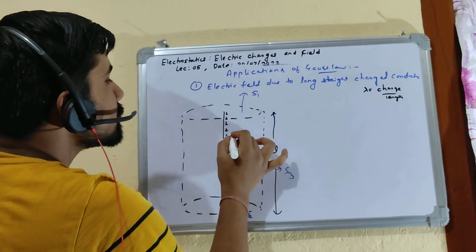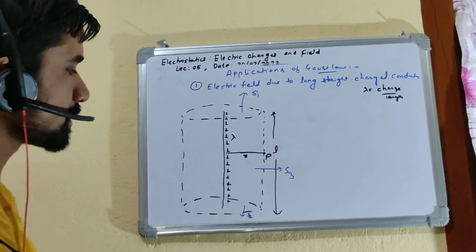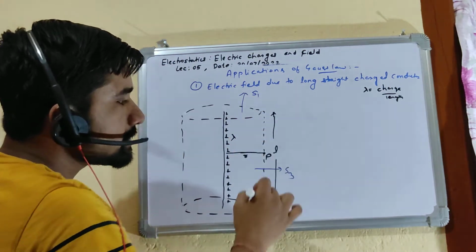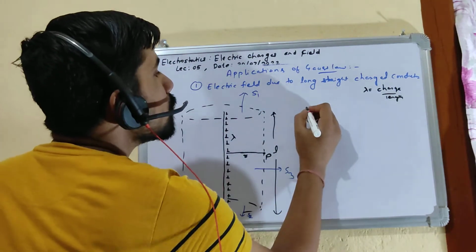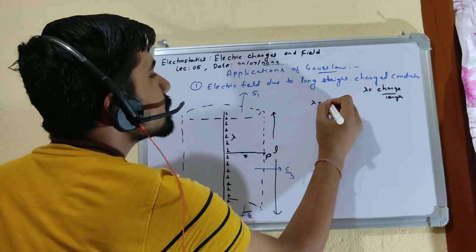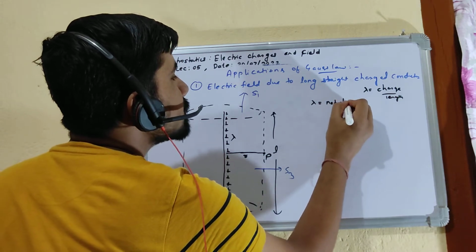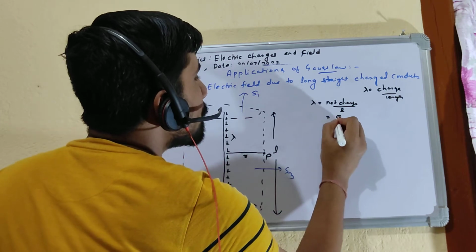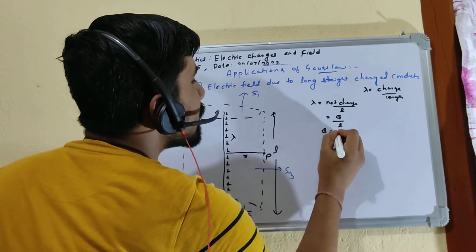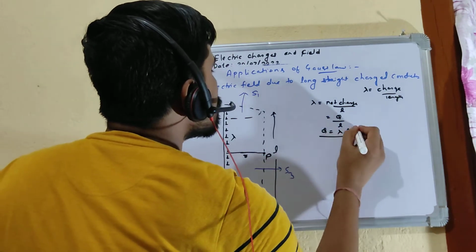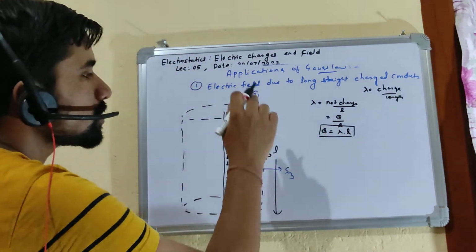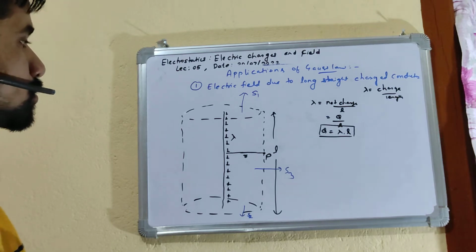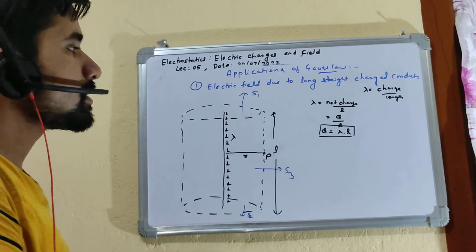Lambda is the linear charge density of this conductor, and the length is L for this Gaussian surface. Since lambda is net charge by length, lambda is nothing but Q by L. So Q is lambda into L. So the net charge enclosed by this Gaussian surface is lambda into L, right? Now, what is the expression for Gauss law?